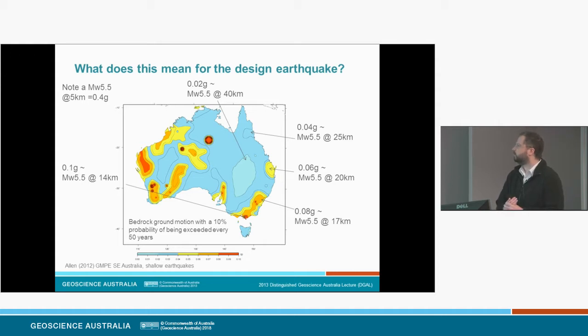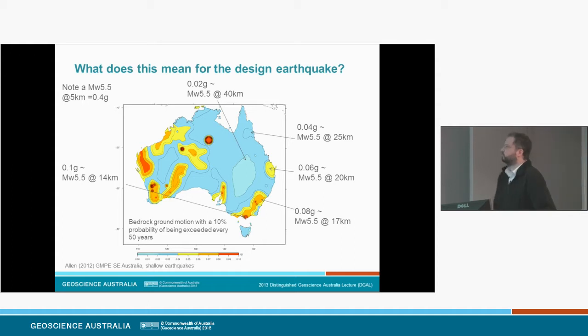If you look at the darker blue regions, 0.04 G, what you're designing for is a closer earthquake of the same magnitude, a magnitude 5.5 at 25. Yellow, it's 5.5 at 20. Orange, it's 5.5 at 17. In the red areas, you're looking at a fairly close earthquake, magnitude 5.5 at 14. In all cases, this is less than the ground motion you'd expect from a 5.5 at 5 kilometres.